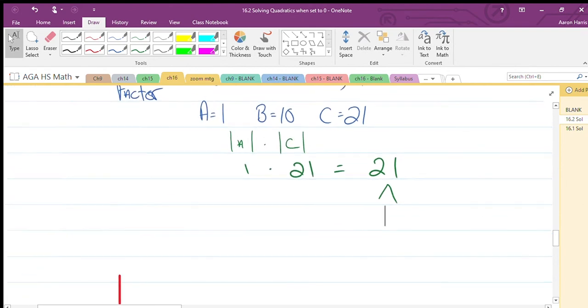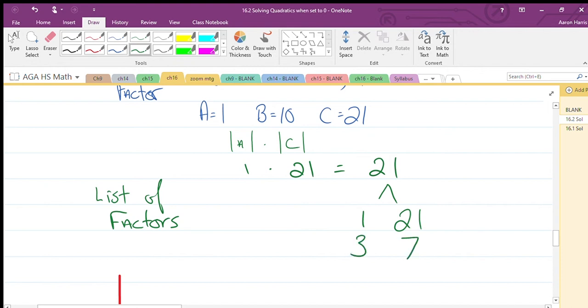Remember your procedures. I want a list of factors. List of factors is different than using a factor tree. Okay? So here we go. Always start with what number? 1. So now 1 times what gets me to 21? 21. 2? No. 3? Yes. 3 times what? 7. 4? No. 5? No. 6? No. Oh, we're back to 7. 7's already written. We don't want duplicates.